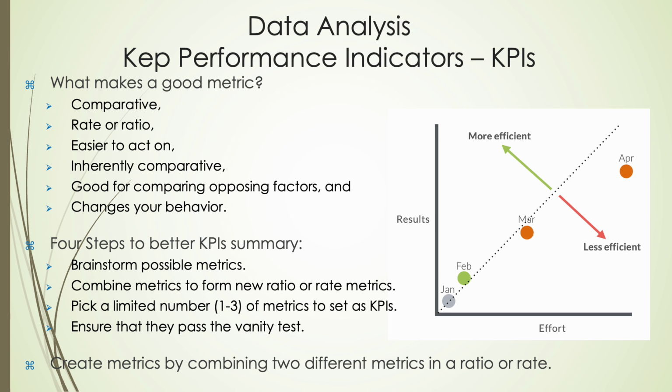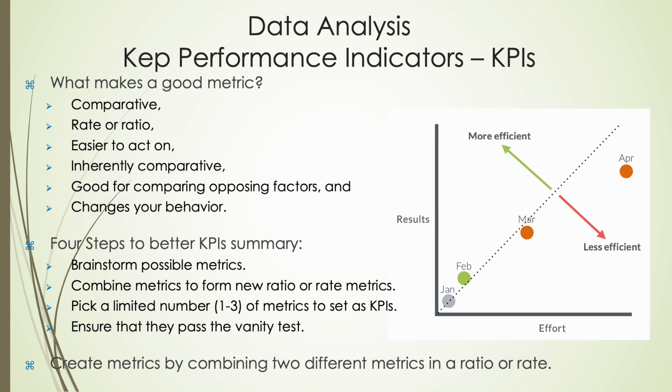A good metric possesses several key characteristics. It should be comparative, allowing you to measure progress relative to other factors or benchmarks. It needs to be understandable, ensuring everyone involved can interpret it clearly. Rates or ratios make metrics more actionable and easier to work with. The best metrics are also easier to act on and should inherently drive behavior change, helping to guide decisions. Moreover, a good metric is inherently comparative, often useful for comparing opposing factors or outcomes.